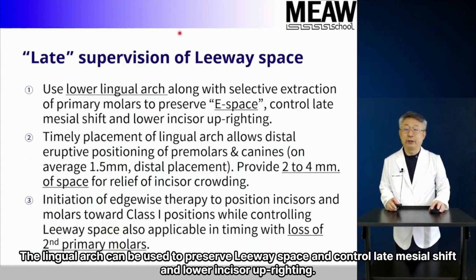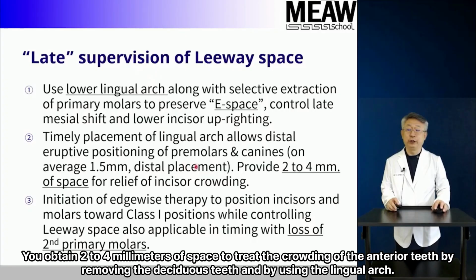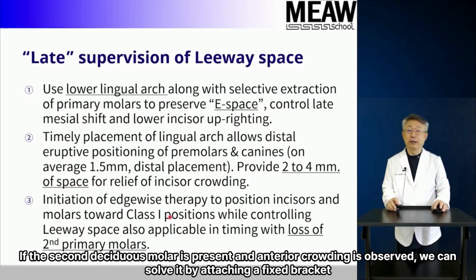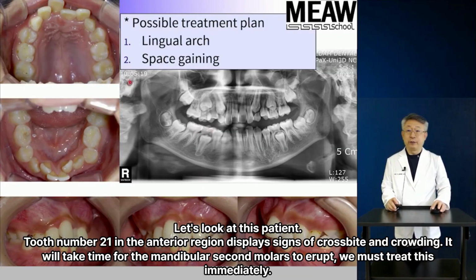The lingual arch can be used to preserve leeway space and control late mesial shift and lower incisor uprighting. You obtain 2 to 4 millimeters of space to treat the crowding of the anterior teeth by removing the deciduous teeth and by using the lingual arch. In order to utilize the leeway space, it is recommended to use the lingual arch when the second deciduous molar remains. If the second deciduous molar is present and anterior crowding is observed, we can solve it by attaching a fixed bracket. Let's look at this patient.